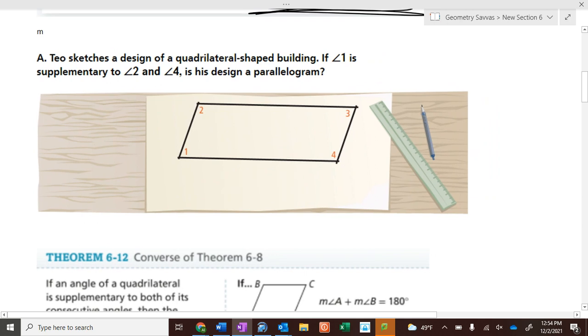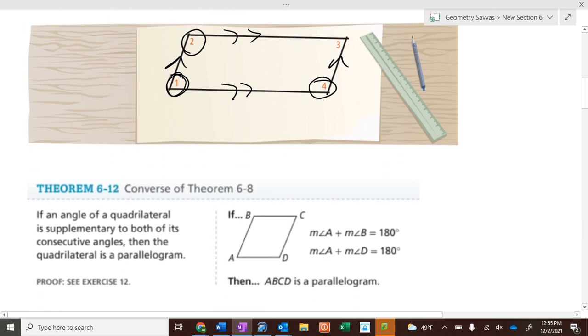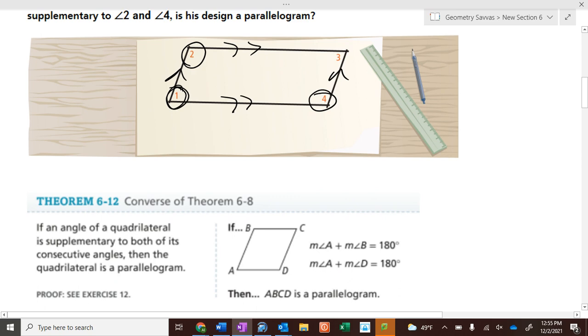Here, I'm told that this angle is supplementary to this angle, and this angle is also supplementary to this angle. Is that enough to say that it's a parallelogram? Well, if these are supplementary, that makes these parallel. And if these are supplementary, that makes these parallel. Is that enough to say it's a parallelogram? Yep, when you have two pairs of opposite sides that are parallel, it's a parallelogram.